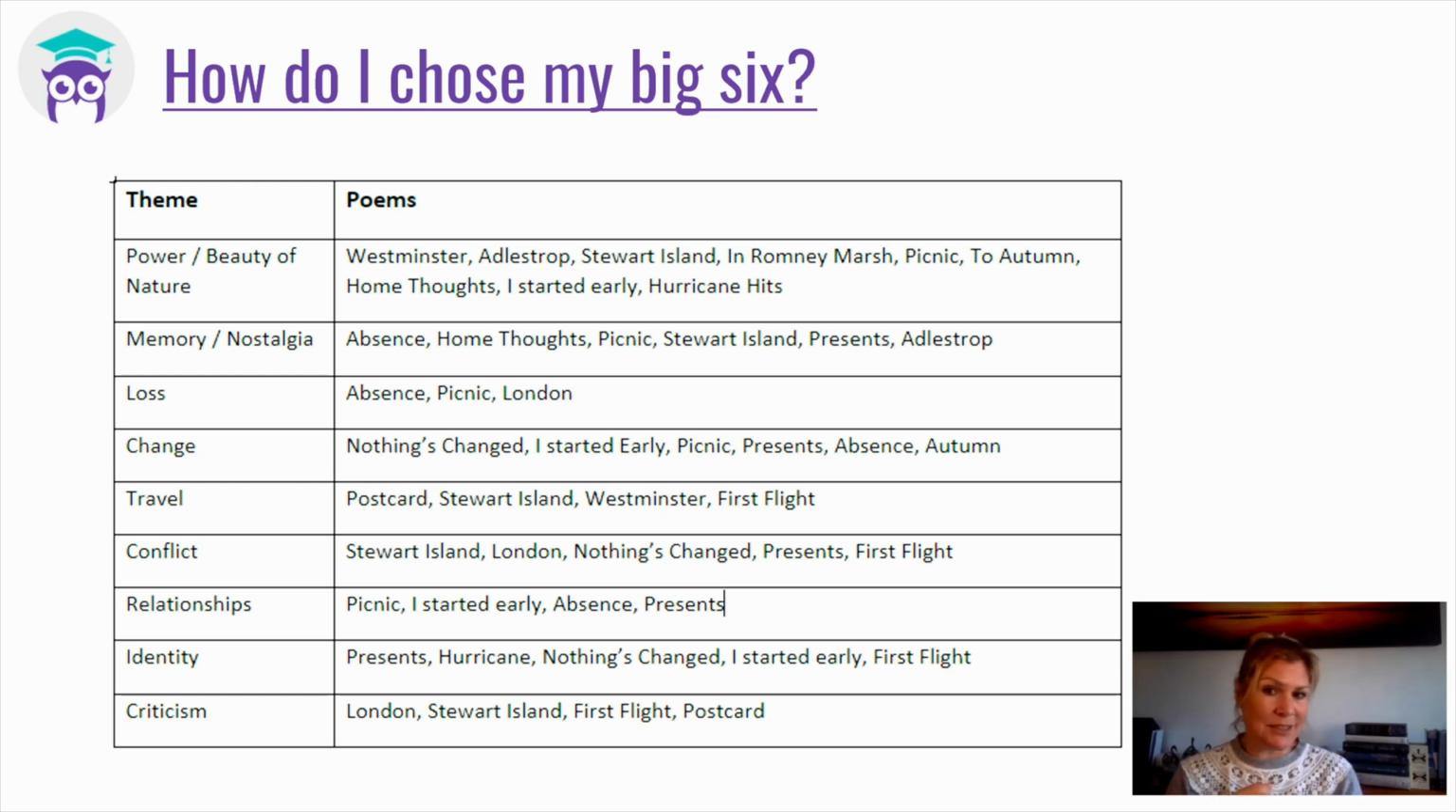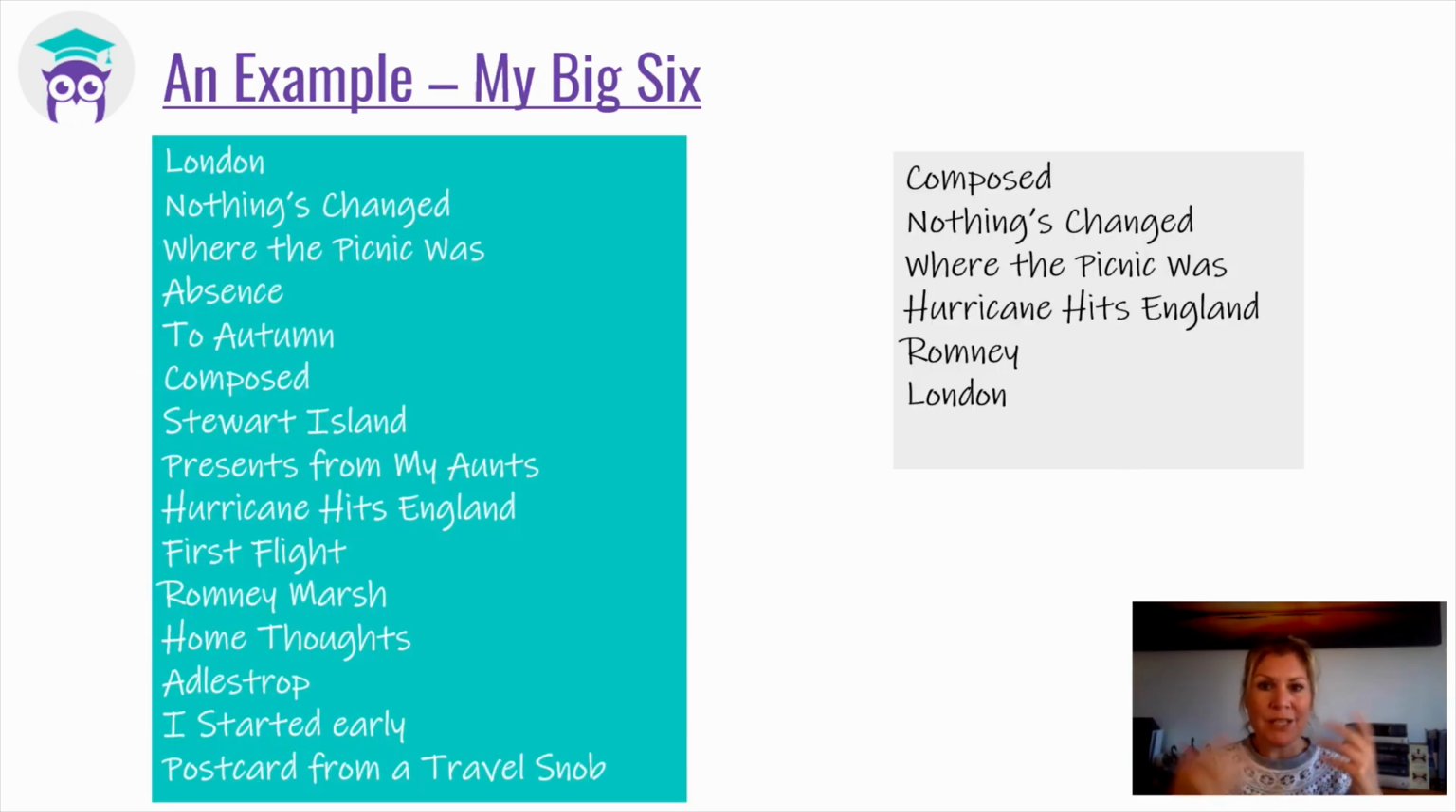And if that means that you have to have a big 7, so be it. Have a big 7. That's not a problem. So here is my example. So this is my big 6, and I'm going to show you how I came to it. So I've chosen Composed, Nothing's Changed, Where the Picnic Was, Hurricane Hits England, Romney Marsh, and London.